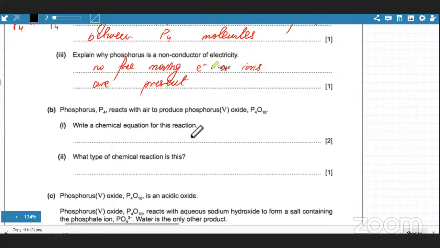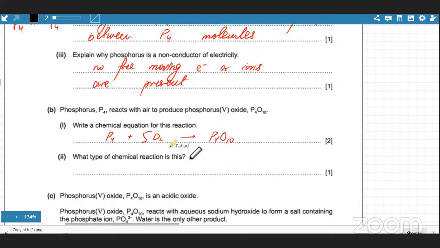The next part is it reacts with air to produce phosphorus oxide, and we are being asked to give an equation. So the reactive element in air is oxygen. So it's P4 plus O2, and it's going to form P4O10. So P4O10 is going to be formed, and we need to balance this. So P4 is balanced. This would be 5O2, so that I can have 10 oxygens.